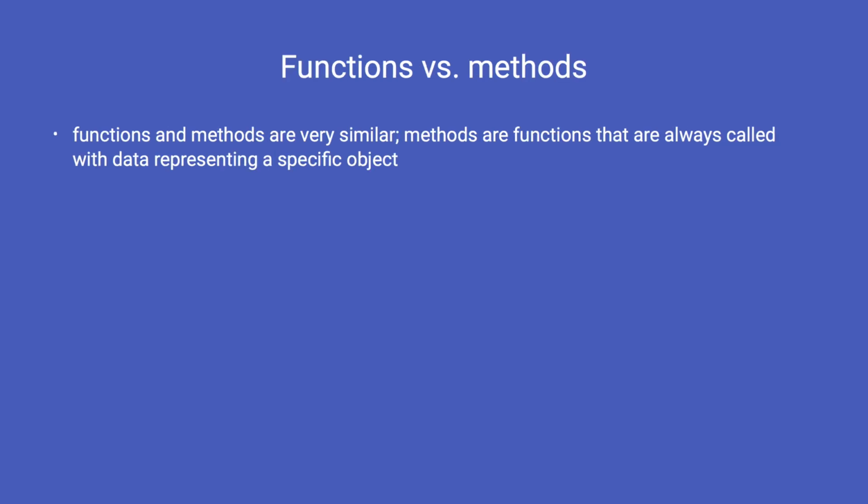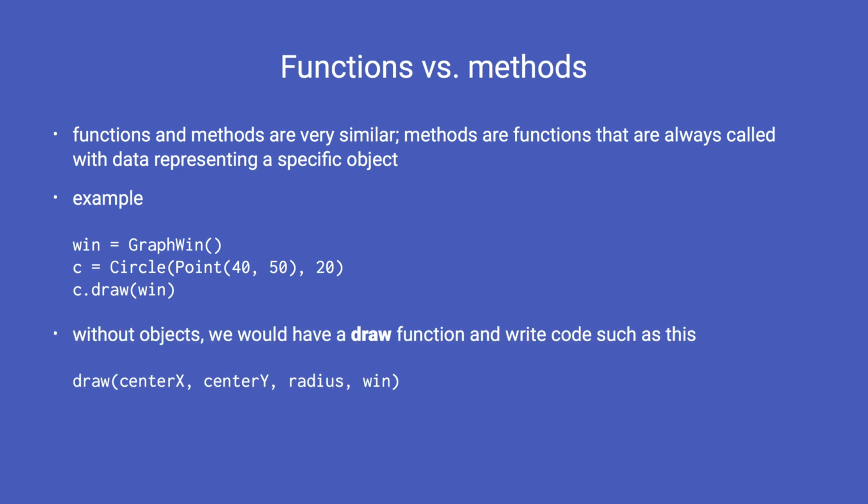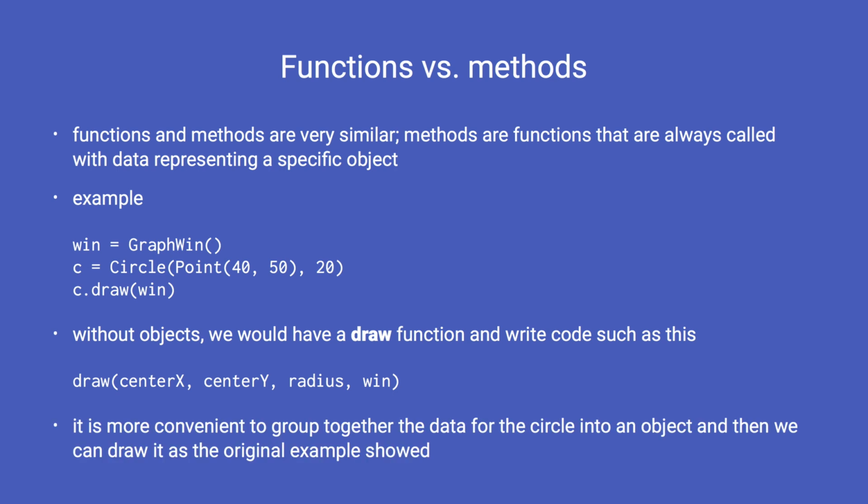Functions and methods are very similar. Methods are functions that are always called with data representing a specific object. For example, we could create a graph window and a circle and call the draw method for that circle. It would use the data for that circle, which is a point representing the center and the radius. The graphics objects also have values that indicate the color, but provide default values for those if you do not set them. If we had not organized the circle data into a class with methods, we would need to call a draw function and pass all the data. By encapsulating the data into a circle object with methods, the code is more organized and more clear. It also allows us to more easily reuse the circle class in multiple programs.